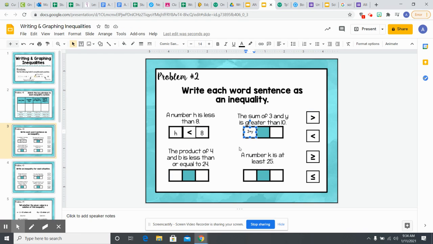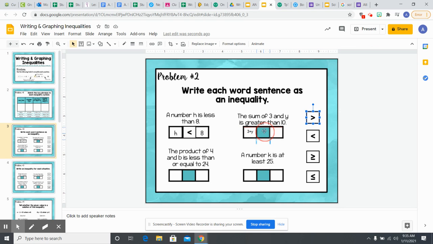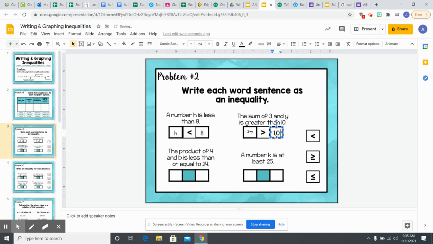So the sum of 3 and y, 3 plus y, is greater than 10. So greater than, remember, is your alligator sign. So you grab that, because that's our alligator mouth going towards the 3 plus y, and that is greater than 10. Now let's get that back down to 14.